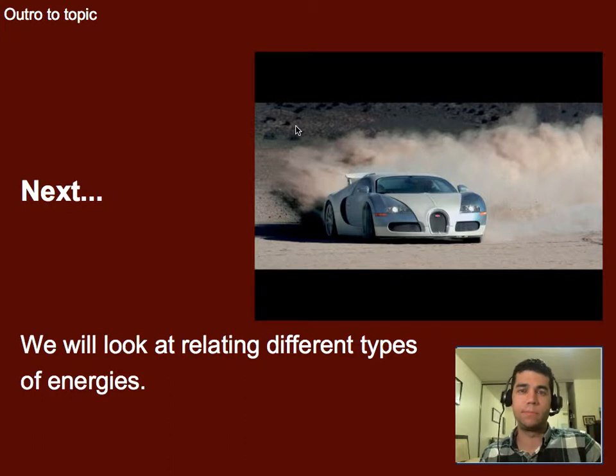So next, what we're going to be looking at, like I mentioned, is relating different types of energies. Specifically, can we compare the amount of energy in the gasoline to the amount of kinetic energy that comes out in the car? Now, you might think of that in terms of efficiency, but what if you don't know the efficiency? Or how would you calculate the efficiency is another way to think about it.